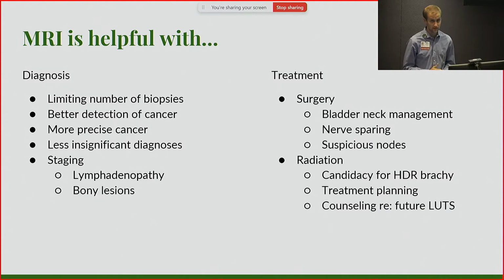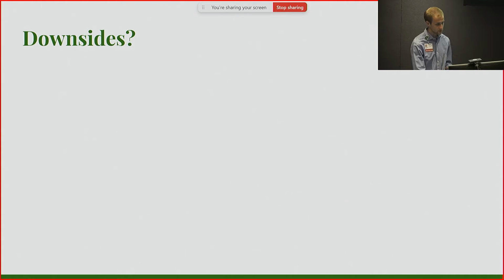I think it's also helpful for counseling with BPH symptoms. So not just how big the gland is, but what the anatomy of the gland is in terms of what lobes of the prostate may or may not be enlarged, and how you counsel patients regarding what their future urinary tract symptoms may be down the road after surgery, but specifically after radiation, where maybe BPH management gets a little more complex after that.